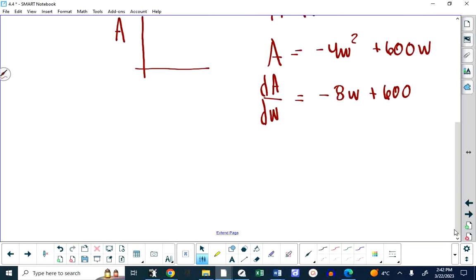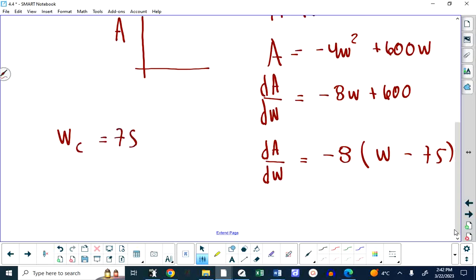This is literally the definition of taking candy from a baby. It's so simple. I wouldn't set it equal to 0 and rearrange it. I would just factor out negative 8. You could set it equal to 0 and solve it, but if I factor out negative 8, W minus 75, negative 75, boom. I'm pretty much done. Don't hold me to the 2-minute thing. But the only critical value of W is 75, which means that's the solution to the problem.